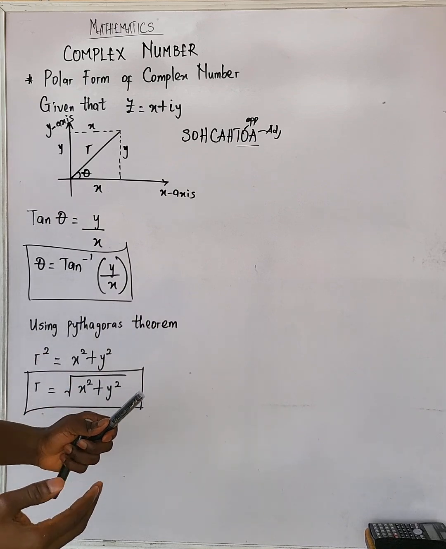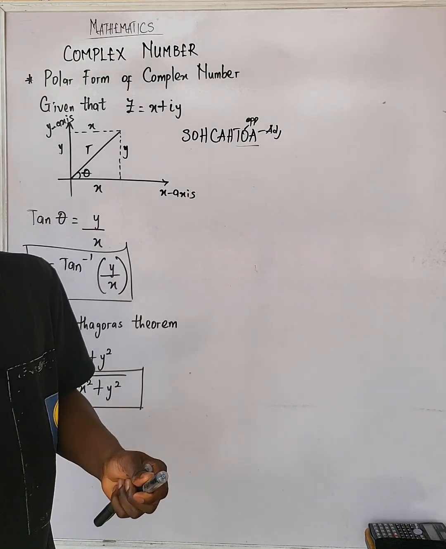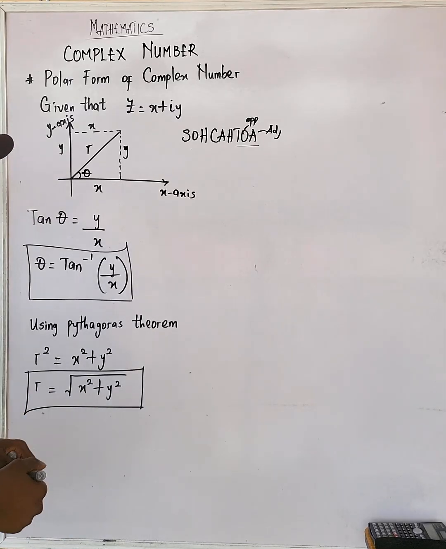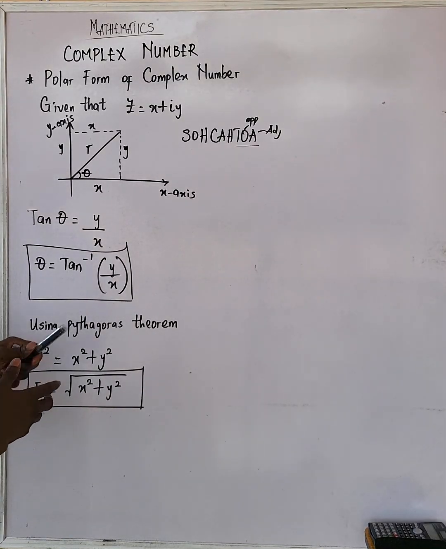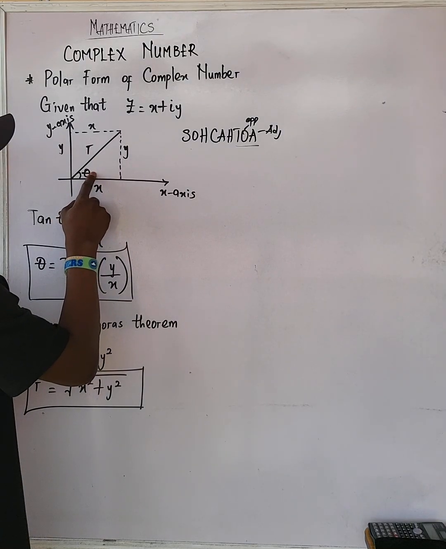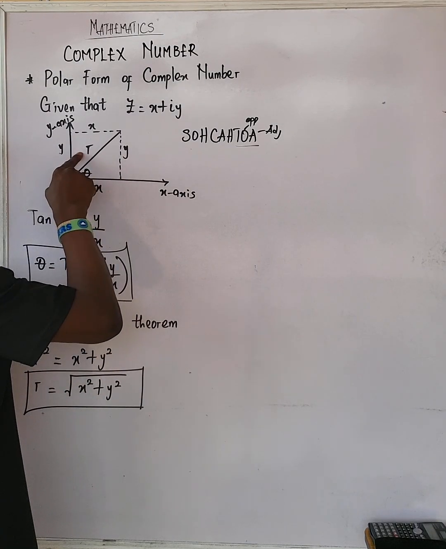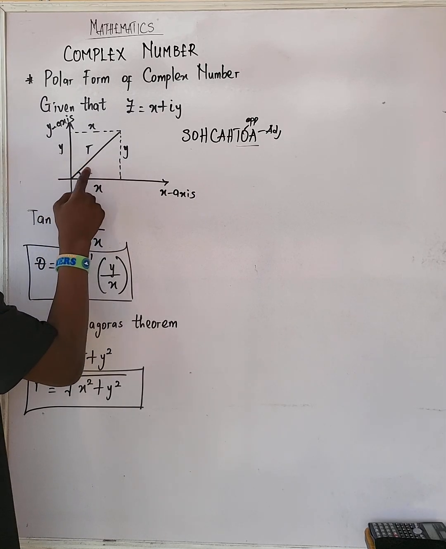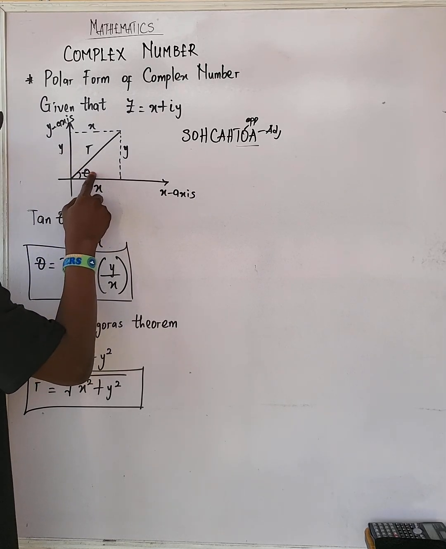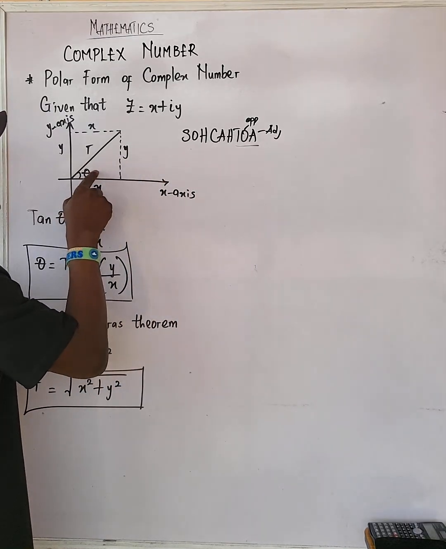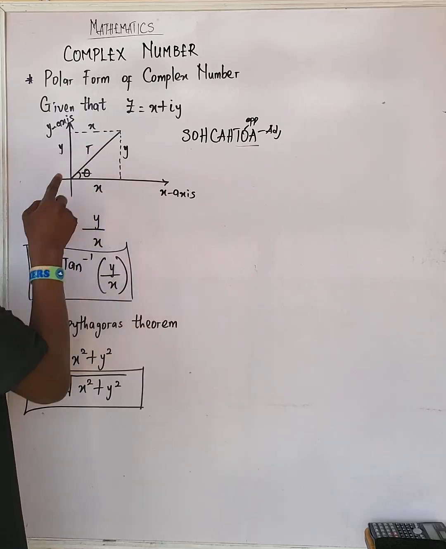Now, what if we are given in polar form and you're told to convert to Cartesian form? How do you go about it? That one is also very simple. Now, this angle, this side, and one of the arguments of the polar form, which is R. From SOHCAHTOA, what goes along with this angle and this side and this side?